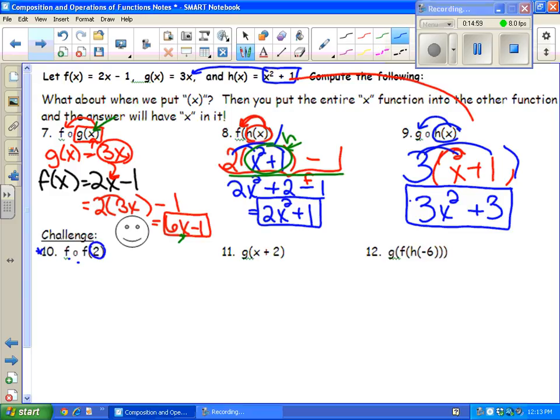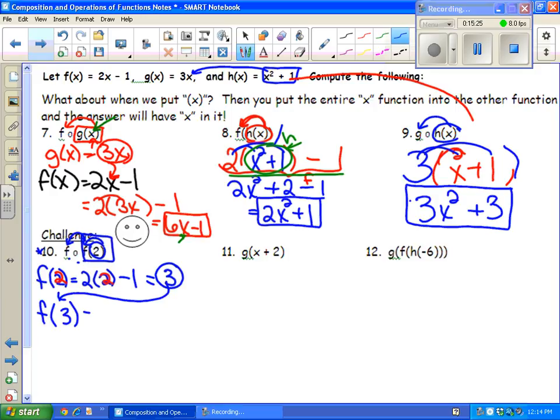I'm going to put 2 into the f function, get that answer, and put that answer back into the same exact function. So f of 2 is 2 times 2 minus 1, because the input is 2 and it's 2x minus 1. That gives me 4 minus 1, which is 3. I'm going to put 3 right back into f again. It's 2 times something minus 1, so now my new input is 3, so 2 times 3 minus 1, answer is 5. Final answer is 5. Okay?